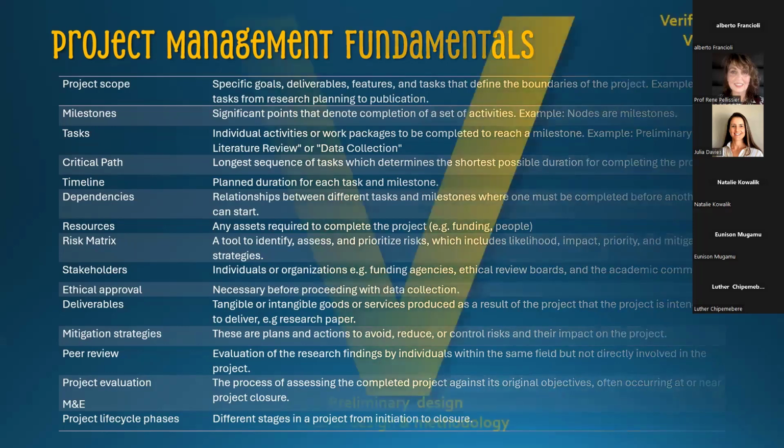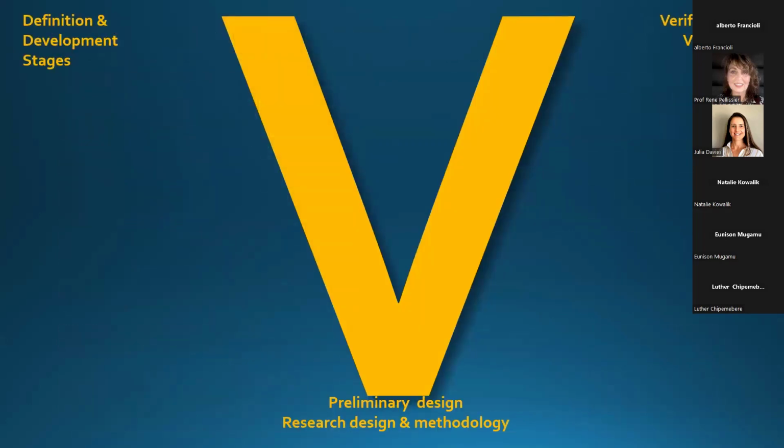So this is what it looks like. In engineering, we call this the V model. It says that everything in terms of a product or a project starts with the definition and the development. Then it goes down into the head of the V in terms of the specifics. And then it goes back up the other side in terms of verification and validation.